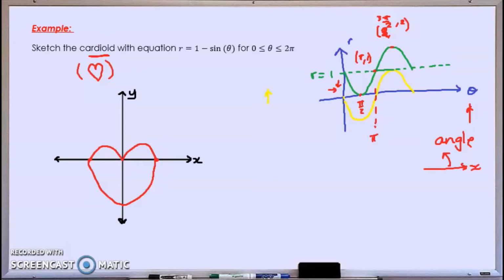So now the last thing I want to do is maybe put in my important coordinates. So now here I have a coordinate of 1 and 0. Here I have a coordinate of negative 1 and 0. And down here I have a coordinate of 0 and negative 2. And that's how I've turned this polar equation into a cardioid. Isn't that beautiful?